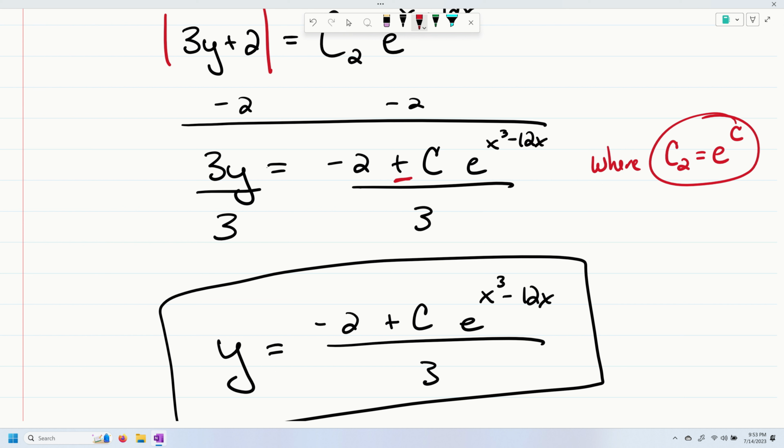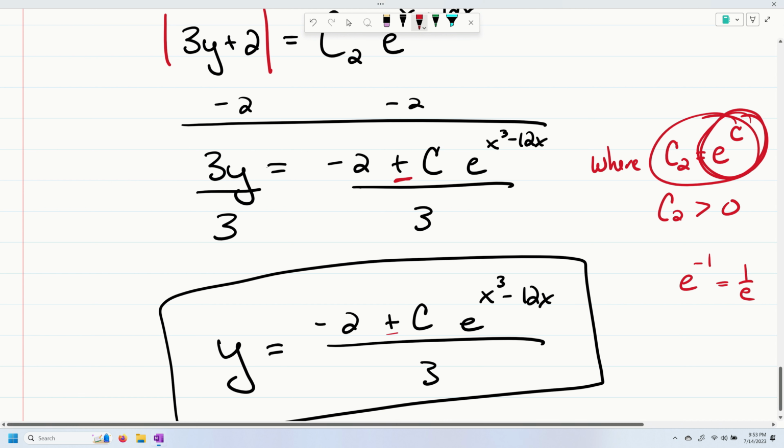The second thing is this. Because C2 is always going to be greater than 0, because e to the c is always going to be greater than 0, no matter what. Even if c is a negative number, like e to the negative 1, that's just 1 over e, which is still a positive number. So because C2 is always positive, I don't have to worry about the plus or minus, the minus part in my solution. And the reason for that is because C2 is greater than 0.